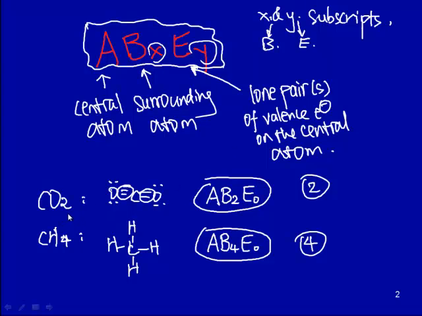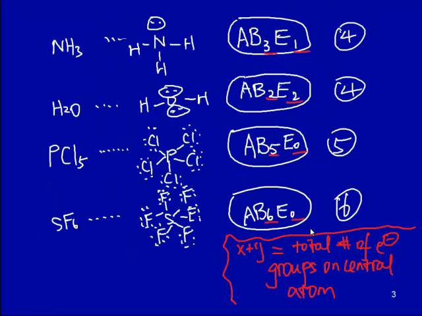As we can see, here are examples. For carbon dioxide, you write the correct Lewis structure, shown here, and this will be AB2E0. There are two surrounding atoms bonded with carbon, so it's two electron groups but no lone pairs. So the total number of electron groups will be 2. Methane will be AB4E0. The total number of electron groups will be 4. And the list goes on.